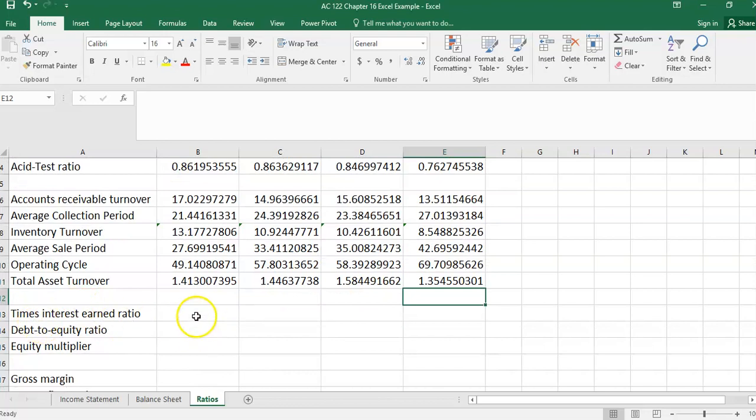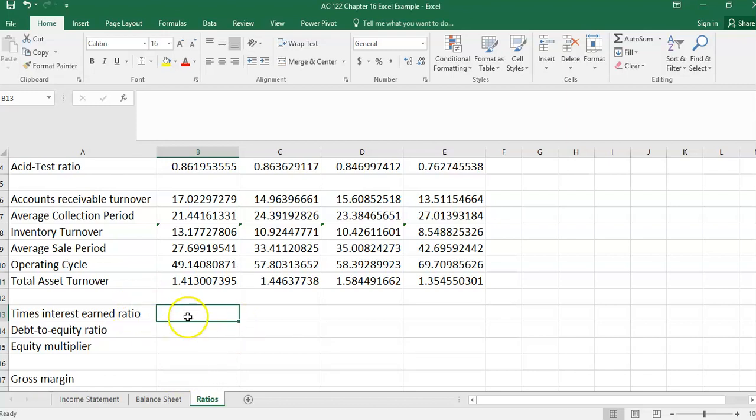The next ratio is times interest earned ratio. These next three set of ratios are debt management ratios. So how able are we to pay our debts, our long-term debts? Are we a financial risk if we were to go to a bank and ask for money? The times interest earned ratio looks at the company's ability to make interest payments.